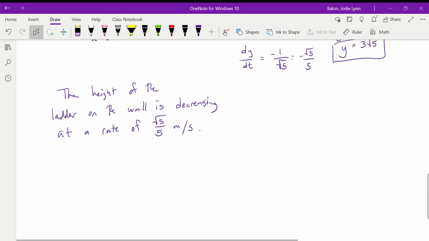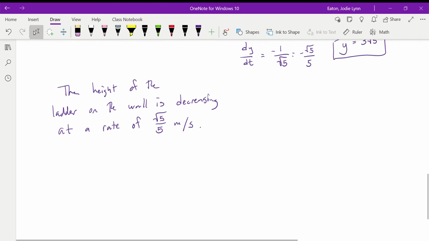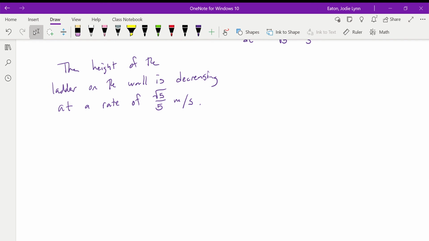Okay. Last example, and this one is definitely a fun one because we get to do some trig. Okay. So example 3.